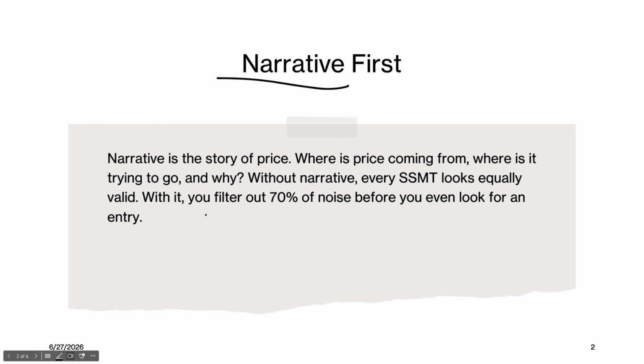Now, this is the beautiful part. For your bias, you want to be sure and you want to filter out the noise, which is the 70%. Most of it is all noise. All you want is the real structure and the real narrative, so to say, the real bias, and then look for an entry.